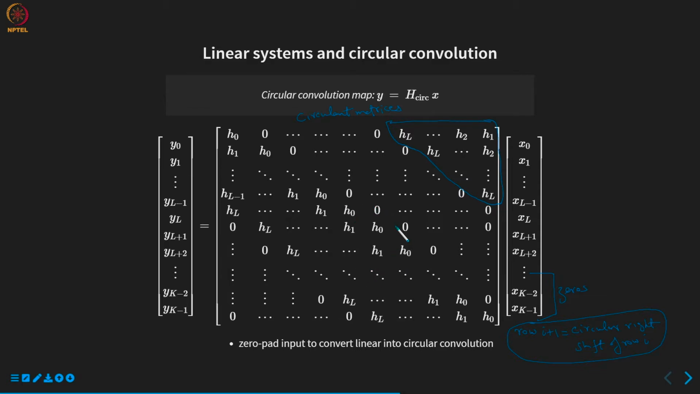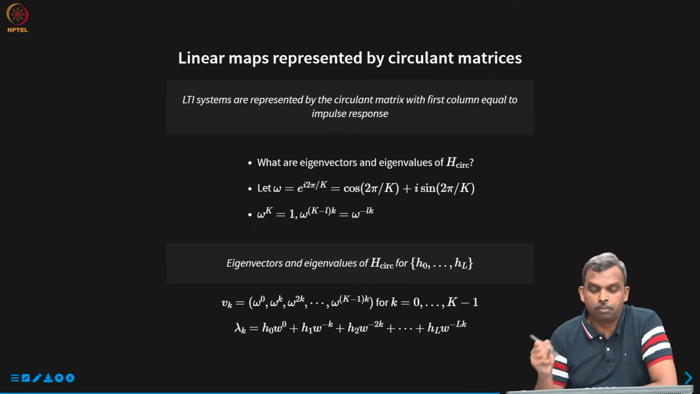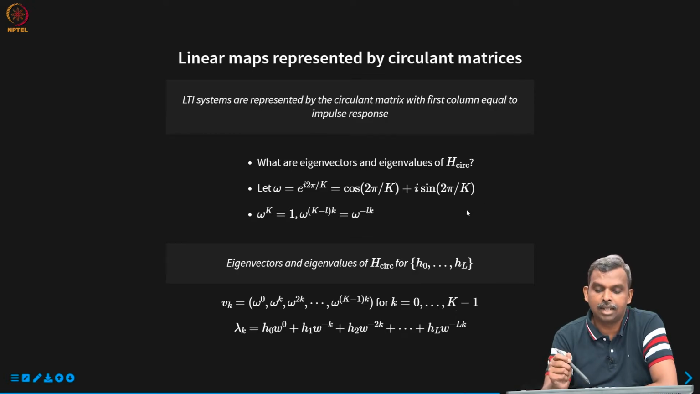So the circulant matrix is very, very important, because the eigenvalues and eigenvectors of a circulant matrix can be described conveniently in a very nice way and lead very naturally to the Fourier domain. Okay, so let's see that next. Linear maps which are represented by circulant matrices are particularly easy to describe. Why is that? We see that the first column is the impulse response and everything else is circulant.